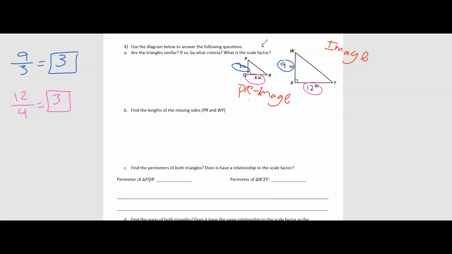Again, how did I know which sides to compare? Well, I compared the smallest sides of both triangles and the largest sides of both triangles. Put those in the same ratio. So we know these triangles are similar. Yes. Similar by SAS.